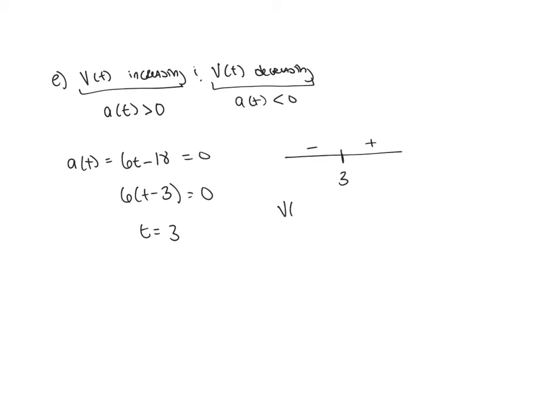So our velocity is decreasing when our acceleration is negative, or between the time 0 and 3, and our velocity is increasing between the time 3 and infinity, or when t is greater than 3. Again, that's because my acceleration is positive.